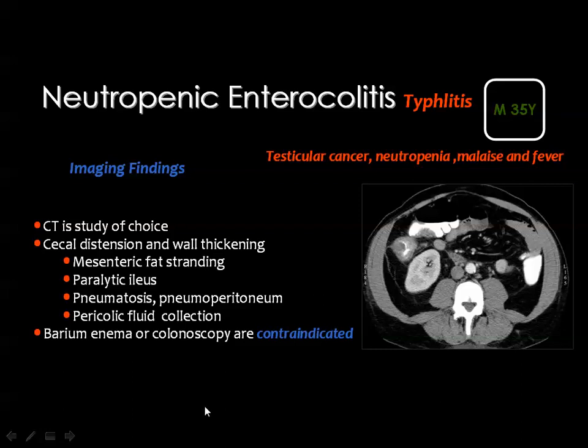Then you see cecal distension and wall thickening with fat stranding, and may result from paralytic ileus at this region with dilatation of the proximal bowel, pneumatosis and pneumoperitoneum, and pericolic fluid collection.